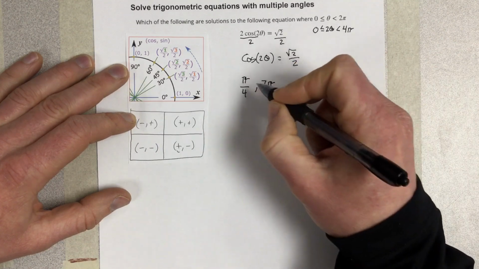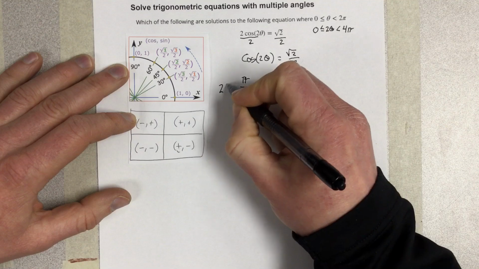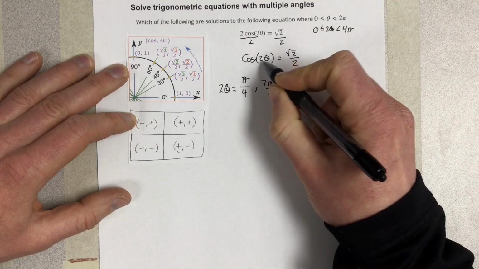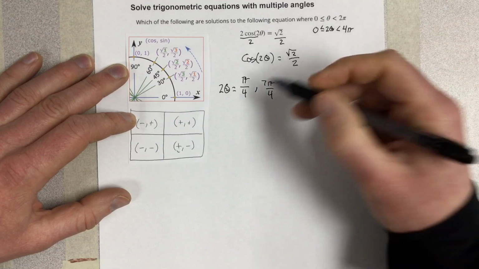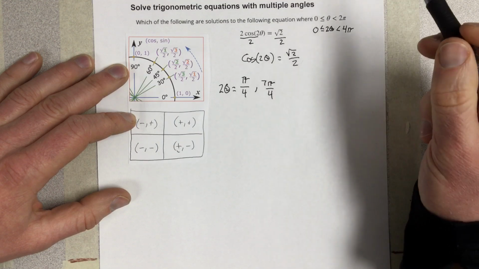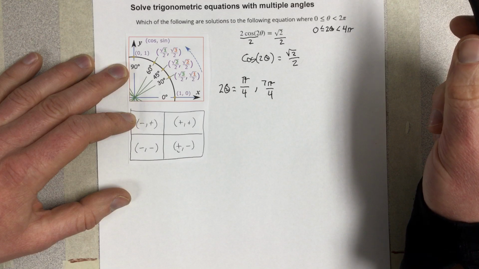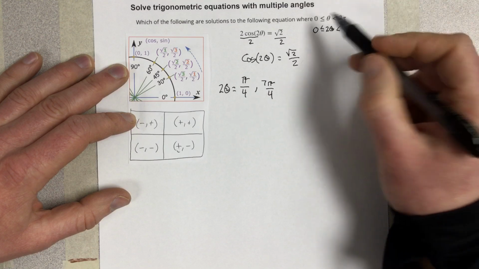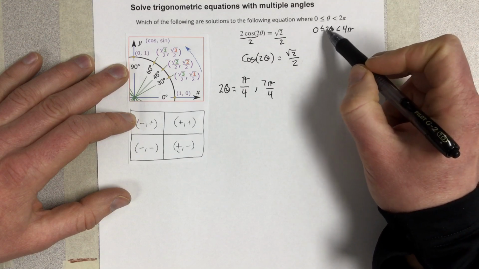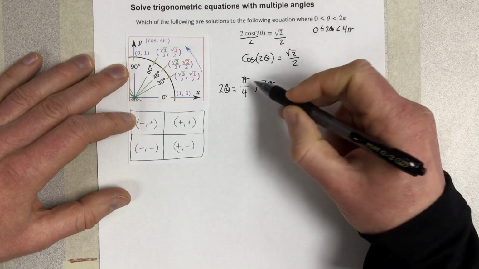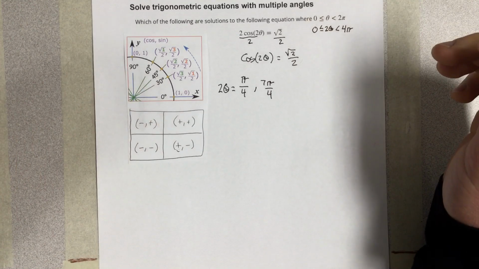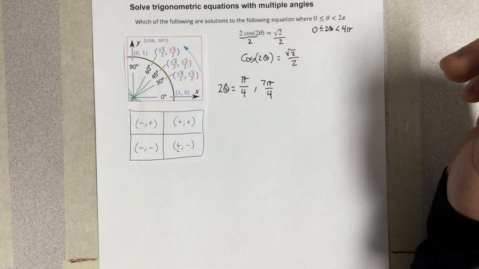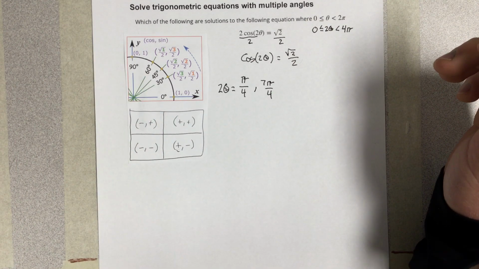Now, that's not when theta equals those two. That's actually when 2 theta equals those two things because of what our angle is inside there. And it's not just those two coordinates because we have coordinates that can go between 0 and 4 pi because we're doubling the angle. So it's not just pi over 4 and 7 pi over 4. We actually need to add 2 pi to each of these and then divide everything here by 2. So we're going to do that.